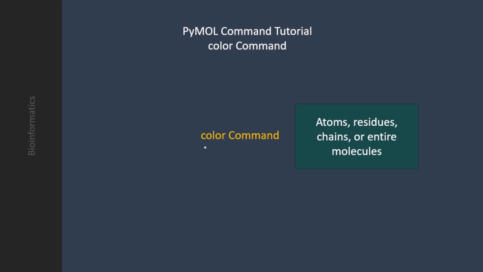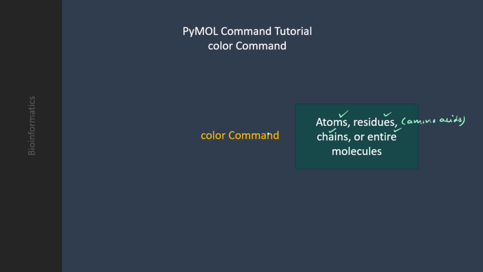which is color. It will color your atoms, because we all know that proteins have atoms and residues. Residues means the amino acids that are present in proteins. You can color the chains also. You can also color the entire molecule. And as we know in PyMOL, we do that quite a lot because we need to show different regions and we need to highlight those regions. That's why we use the color command.